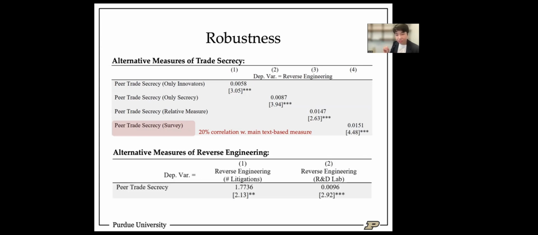And the second thing that we want to emphasize in the robustness is this idea of reverse engineering that we measure using the number of litigations. Basically, the number of litigations that suggest that a company has engaged in reverse engineering. And this is very much correlated with our main measure, although the percentage is pretty low. We still think that this is suggestive of the fact that our main measure is indeed capturing some amount of this actual activity that is happening.